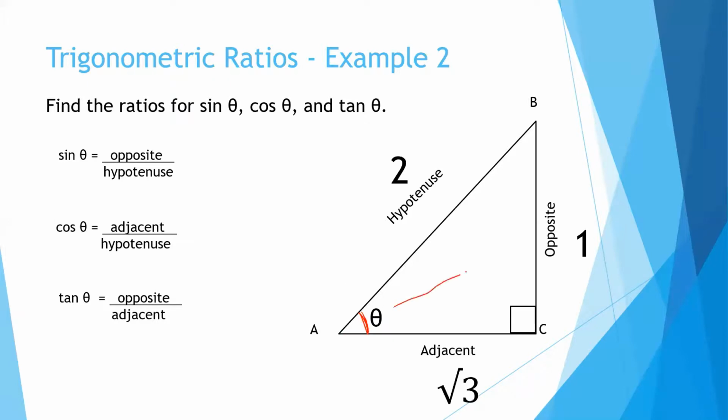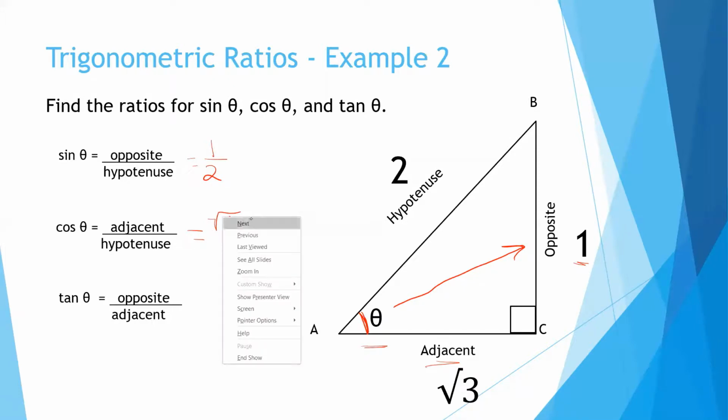So the side across from an angle theta is 1. So that's our opposite over hypotenuse. Now we do our adjacent. Adjacent is right here on the side of theta. So that's radical 3 over 2.